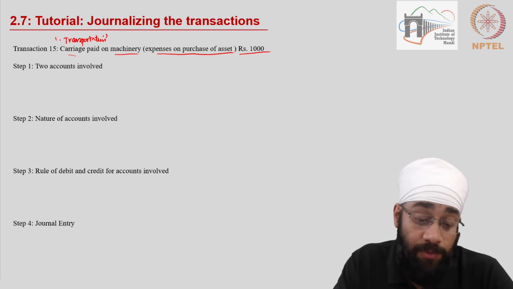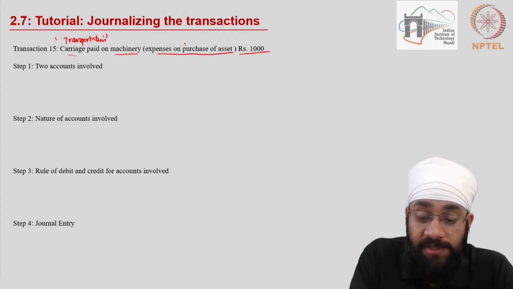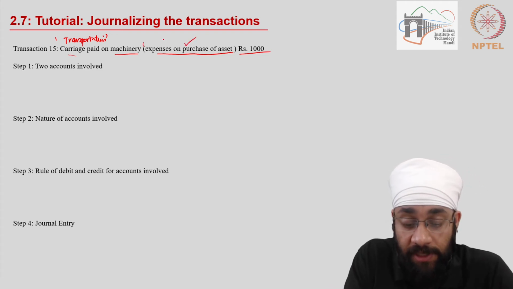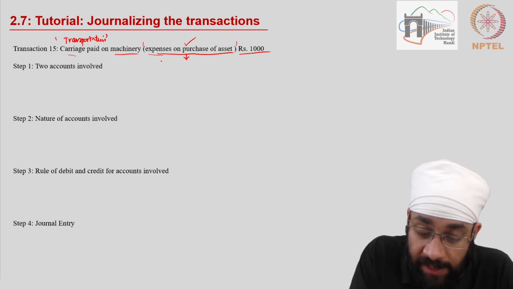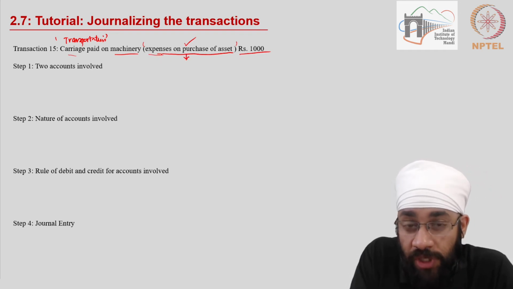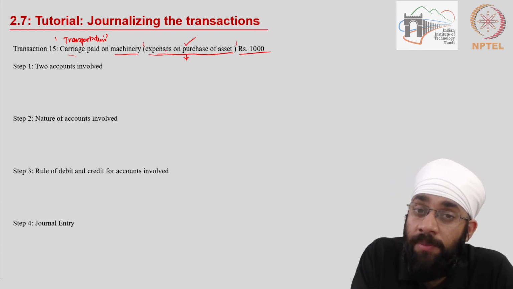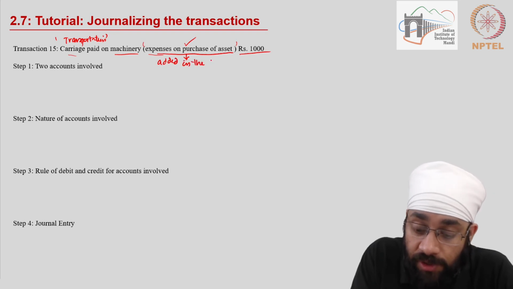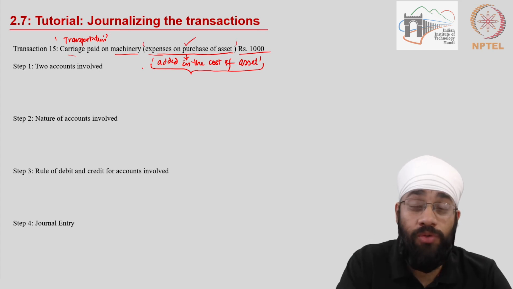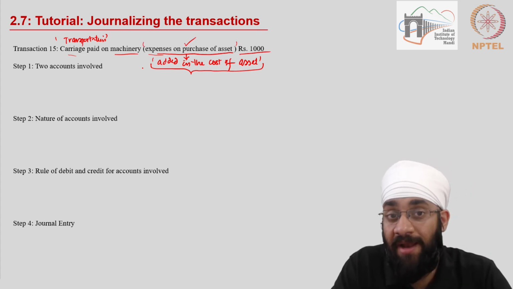So you have to pay some transportation cost. The reason this text has been given here, expenses on purchase of asset, is that any expenses on the purchase of the asset, shipping cost, installation, all of that is added in the cost of machinery, in the cost of asset. Until the time the asset is ready to be used, all the expenses are added in the cost of the asset.